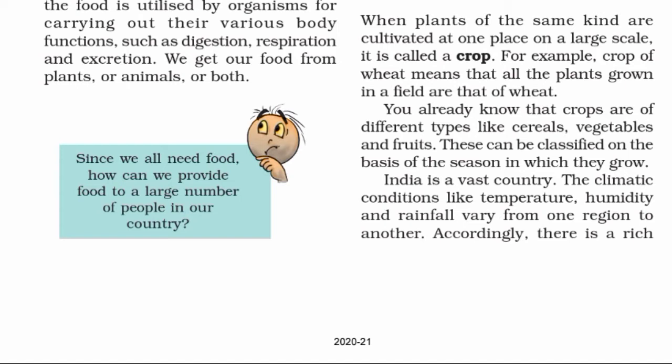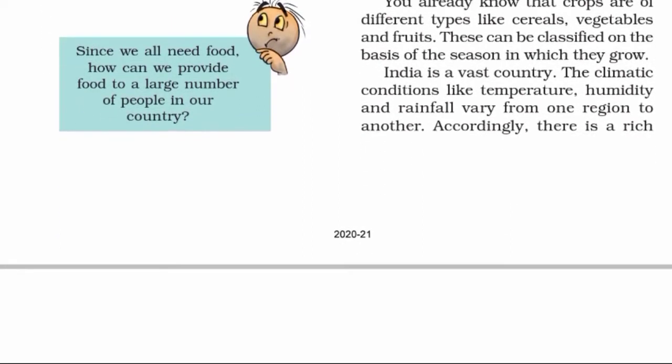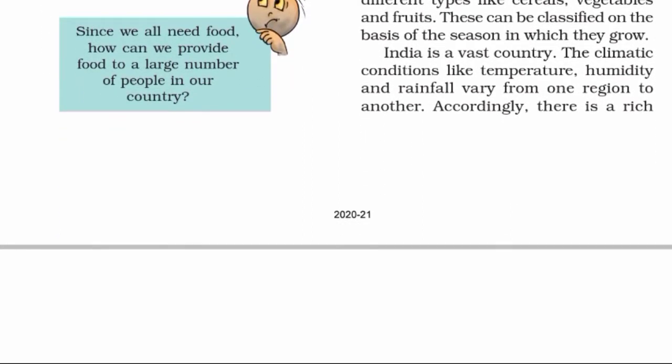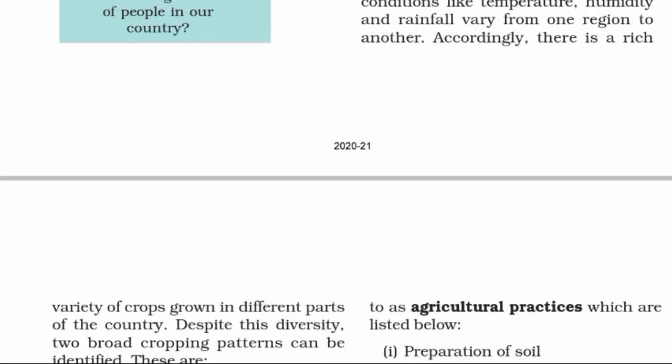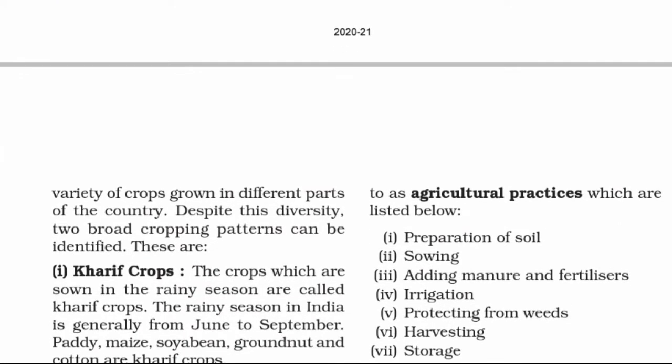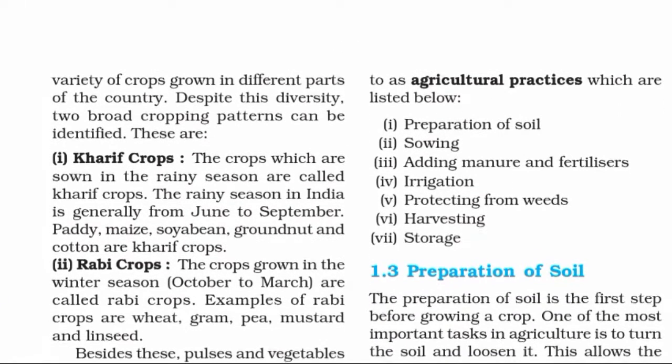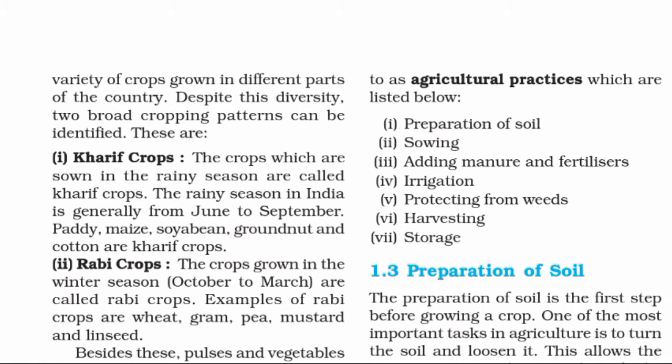India is a vast country. The climatic conditions like temperature, humidity, and rainfall vary from one region to another. Page 2. Accordingly, there is a rich variety of crops grown in different parts of the country. Despite this diversity, two broad cropping patterns can be identified.